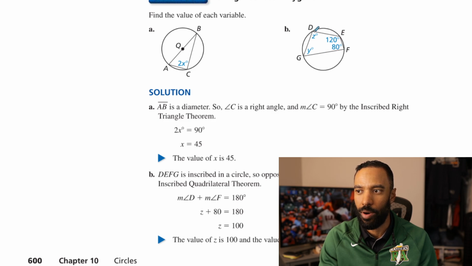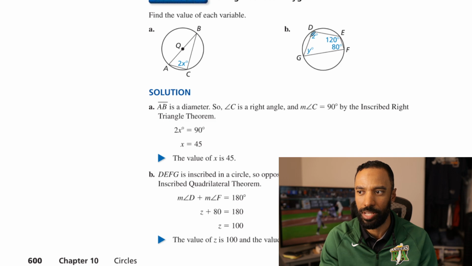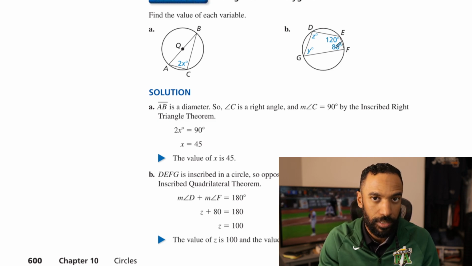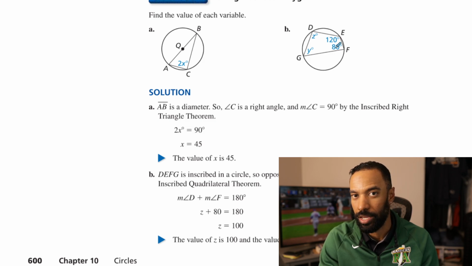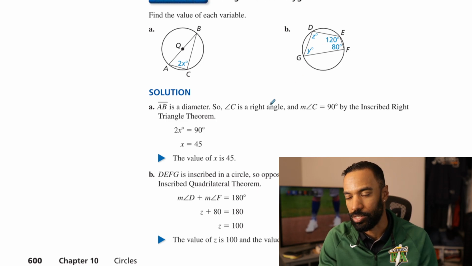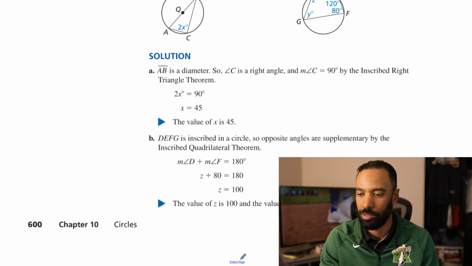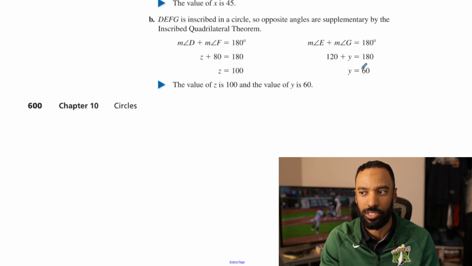Then we have an inscribed quadrilateral here. We're trying to find z and y. No, they're not equal to their opposite angles, but they're supplementary with their opposite angles. So z plus 80 is 180, so z will be 100 degrees. Y plus 120 is 180, so y will be 60 degrees. And they show those right here. Or 160.